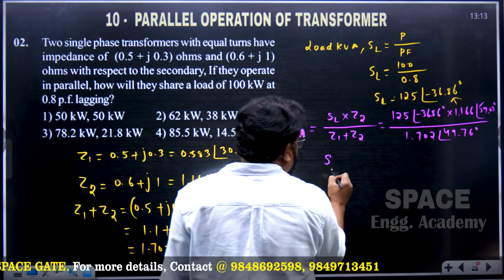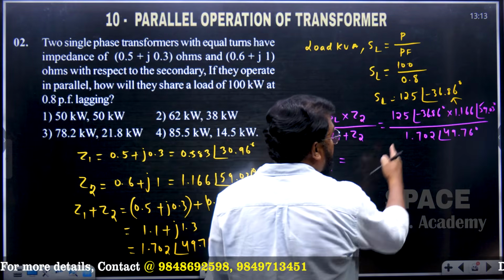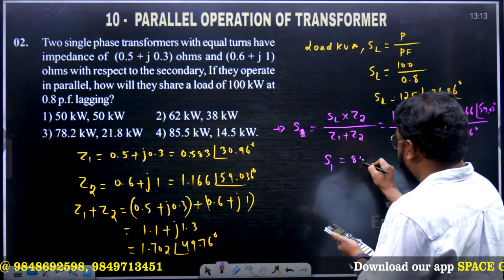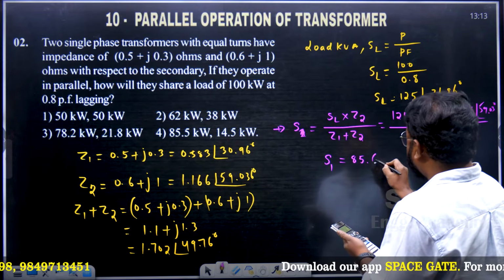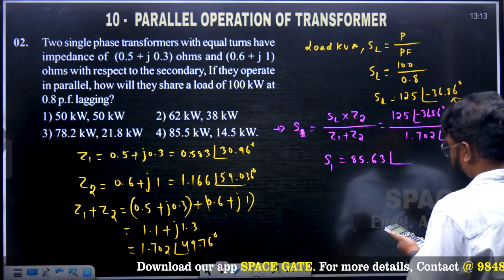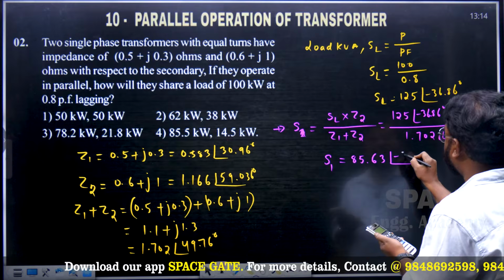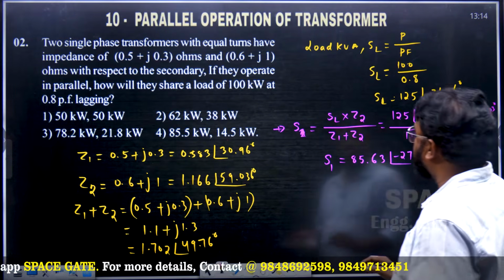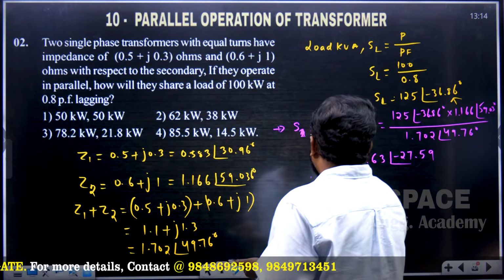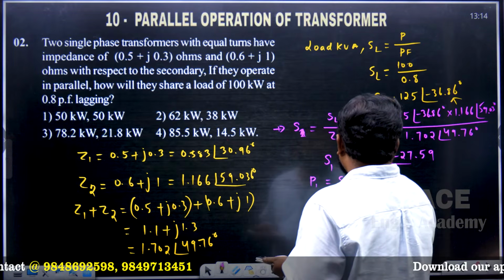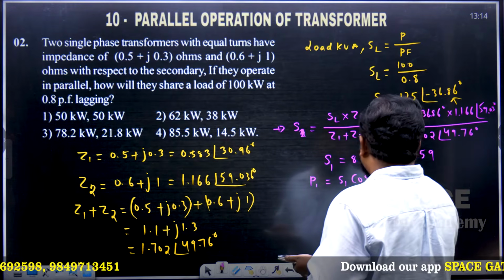By simplification, S1 has a magnitude of 85.63. Let us calculate the angle: the angle is minus 27.59 degrees. Therefore, the active power component of this is equal to S1 times cos theta.